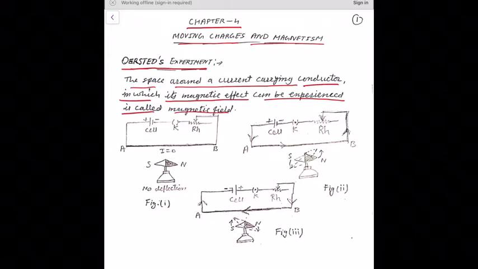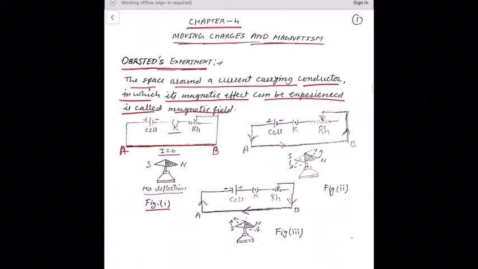Oersted found that when no current flows through a wire, there is no magnetic field around the wire and the needle remains unaffected, as shown in figure first. In figure first, here AB is the conducting wire, and here K is in off condition. So in this condition I equals 0, so there is no deflection. It means the needle remains unaffected.